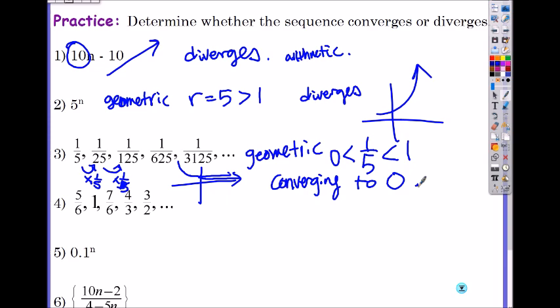What about 5/6? What's 1? Isn't it 6/6? What's 4/3? Isn't it 8/6? So the numerator is getting bigger by 1 each time. So this is 9/6. So what does that mean? It diverges. It's increasing. Is this arithmetic or geometric? Neither.